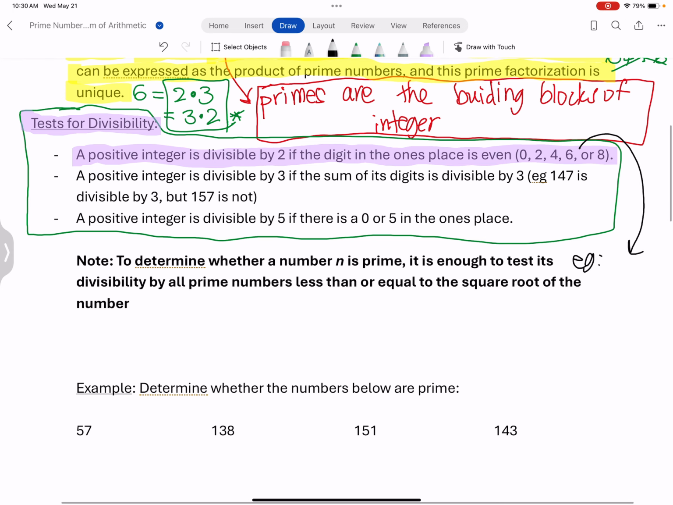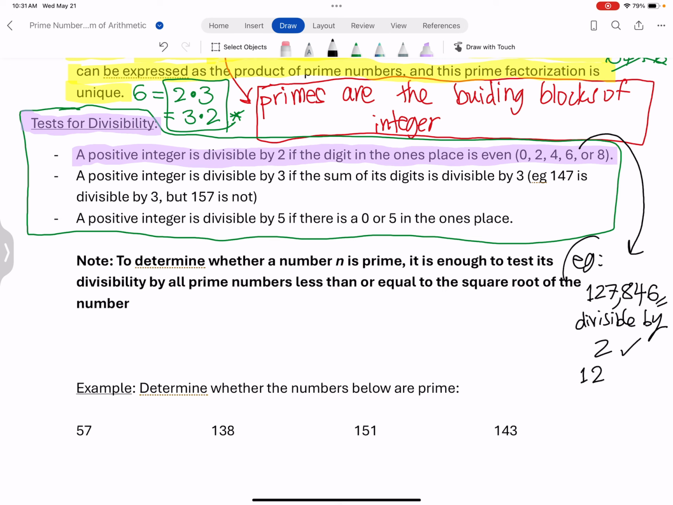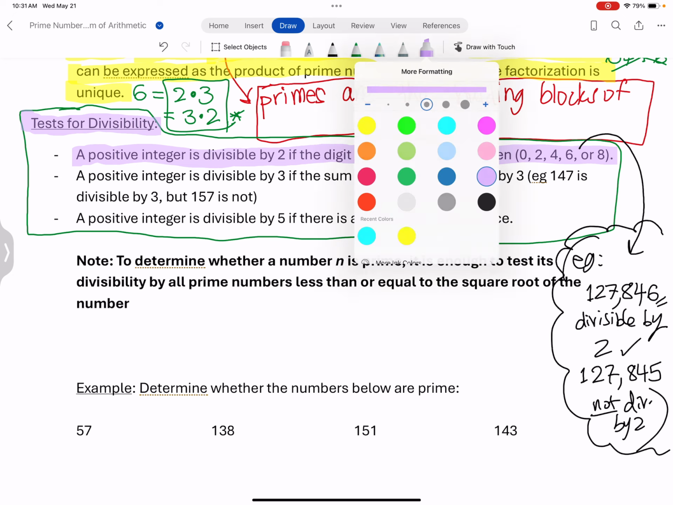So for example, if I make up a big old number, 127,840, and whatever the last digit is, as long as I make it an even number, let's say 6, then that's divisible by 2. Divisible by 2, check, yes, because it's 6. But if I rewrite that number and change that last digit to 5 or something that's not even, not divisible by 2. So it's that simple. If you're an even number, you're divisible by 2. If you're an odd number, you're not divisible by 2. Easy peasy. That's all there is to it. So 2 is pretty simple.